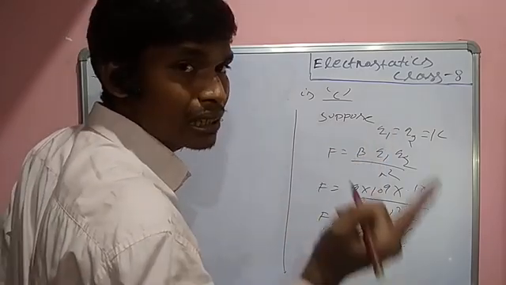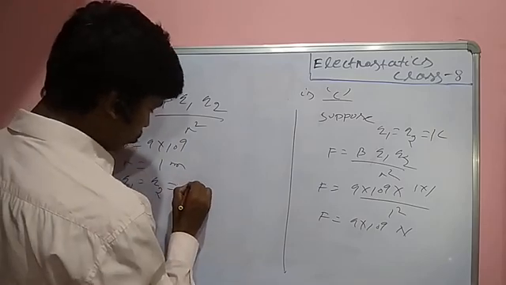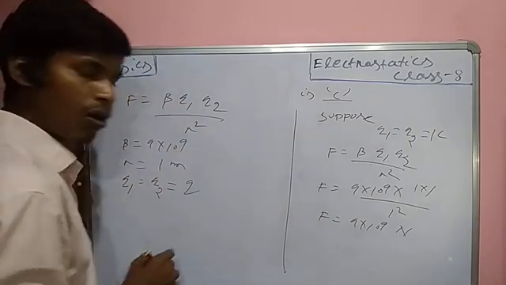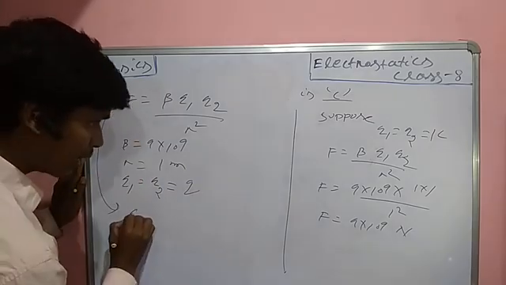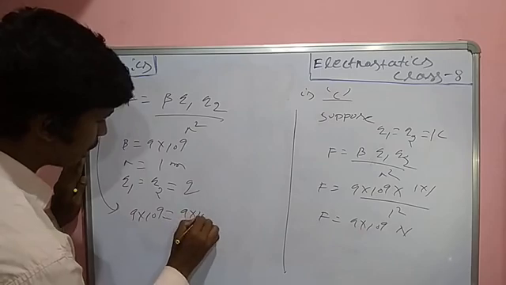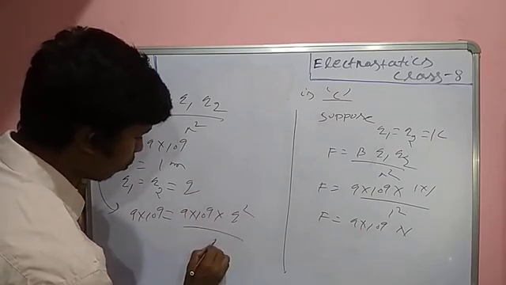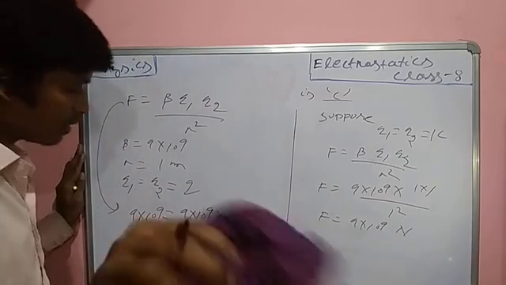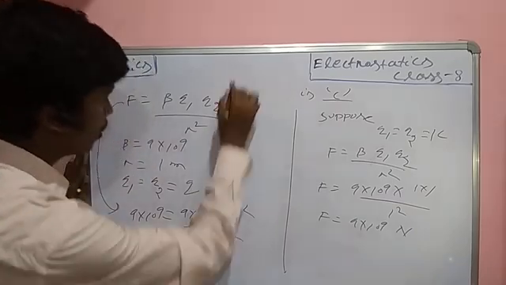If Q1, Q2 are of equal magnitude, so Q1 is equal to Q2 is equal to suppose Q. And F is what? F is equal to 9 into 10 to the power 9 into Q square by 1 square. Yes or no?